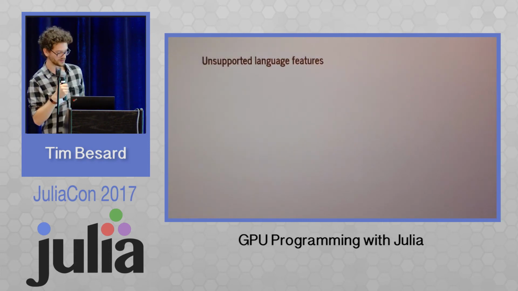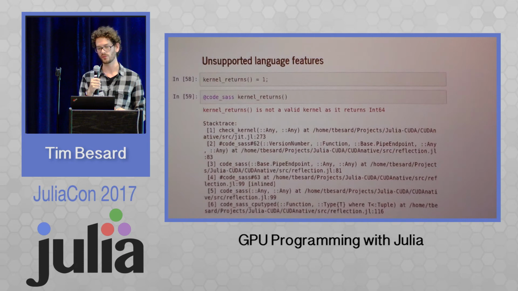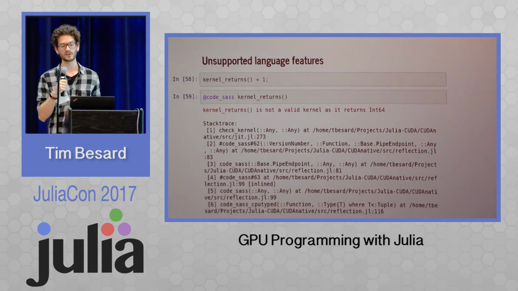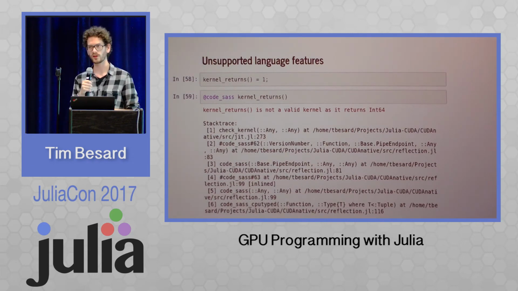What we do not support, as I mentioned, is all of the Julia language. And if you use some of these functions, you might get some exceptions. For example, kernels do not support returning values, which will be nicely reported when you try to launch a kernel which returns a value. You have to return by means of output arguments.